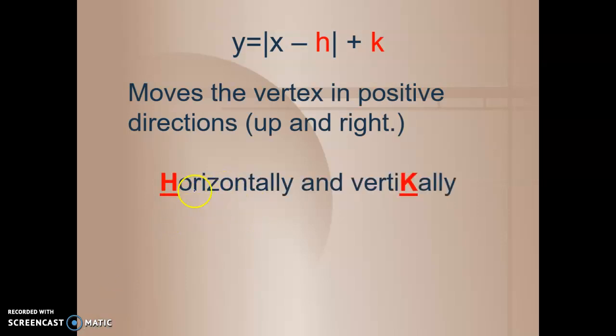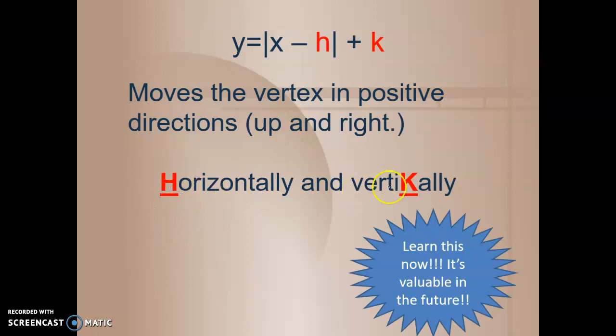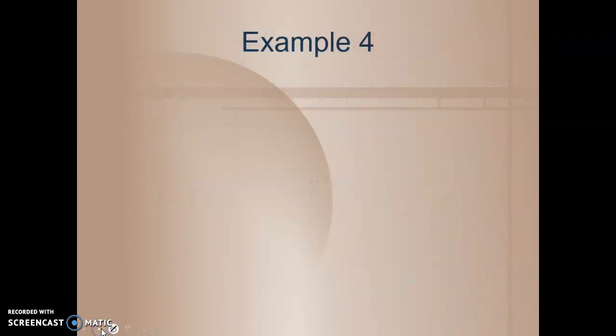H moves your function horizontally, and k moves your function vertically. H stands for a horizontal translation, left and right, and k stands for vertical, up and down. Learn this now. It's valuable in the future, not just for absolute value functions, but for any translations.